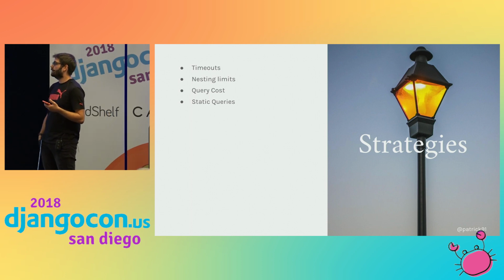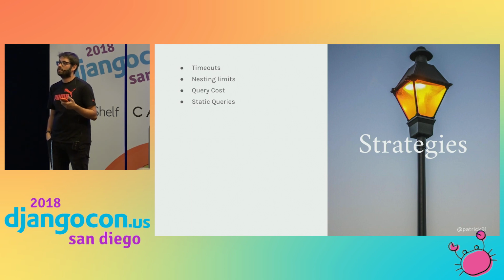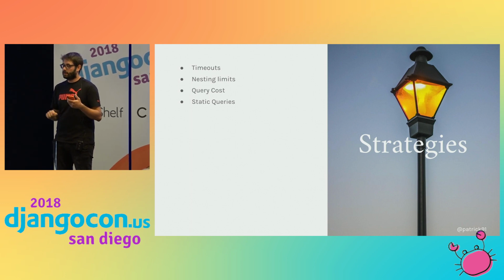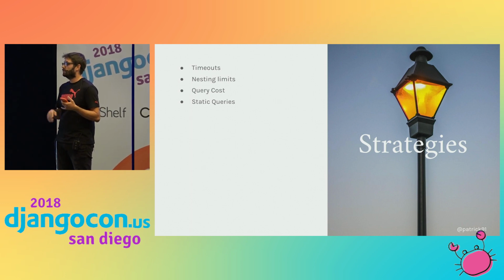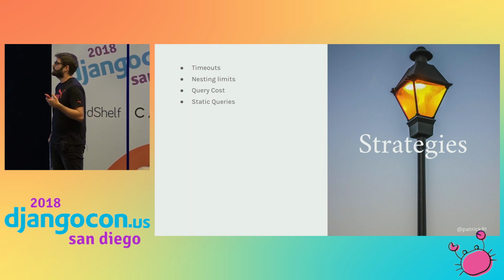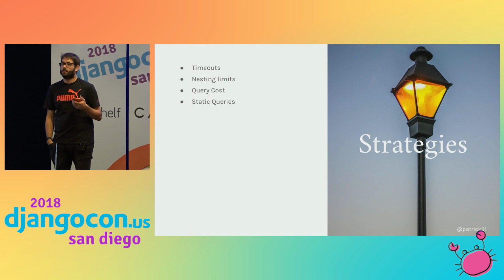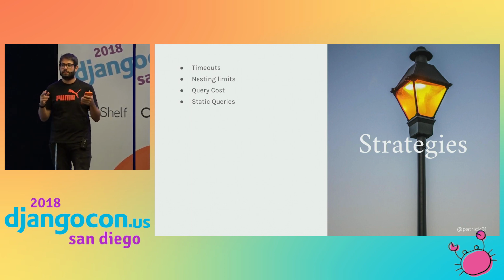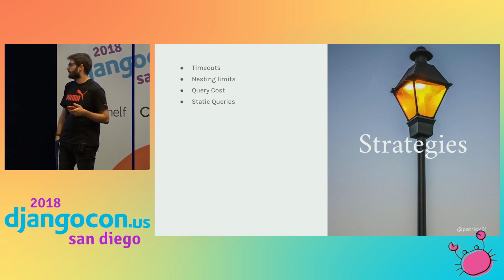They can also have query costs. Basically, you can add a score to each field and calculate the cost of a query. So if you have nested fields, you can increment that cost based on the number of fields that you have. And this basically allows you to say, I only want to run queries that are less expensive than, I don't know, 50, which is a made-up number.